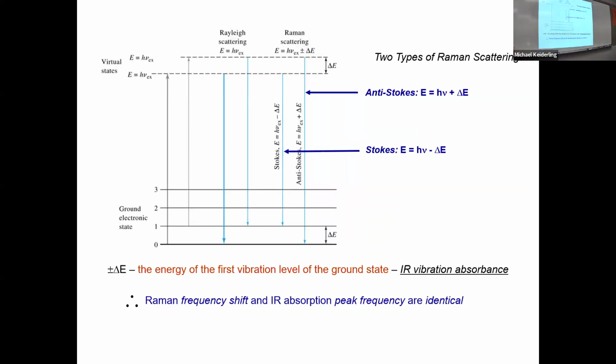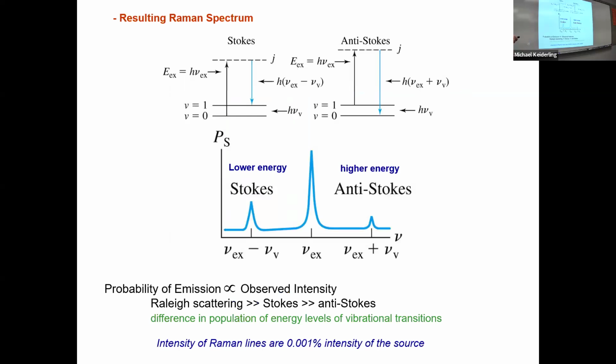The energy, you're just going to see the energy plus or minus delta E is the energy of the first vibration level of the ground state. The Raman frequency shift from the IR absorption peak frequency end up identical. Stokes is minus delta E. Anti-Stokes is plus delta E in frequency. But because for anti-Stokes you have to start at the excited state, it's less common. So the general process is Rayleigh scattering is the biggest peak, then Stokes, then anti-Stokes.